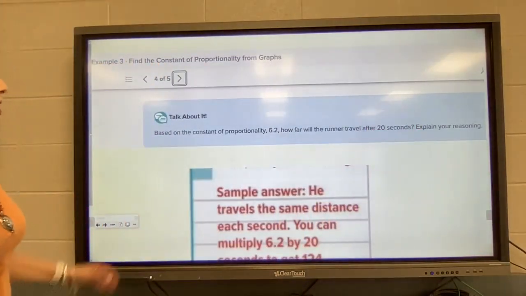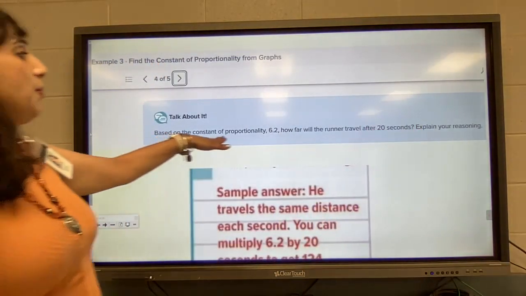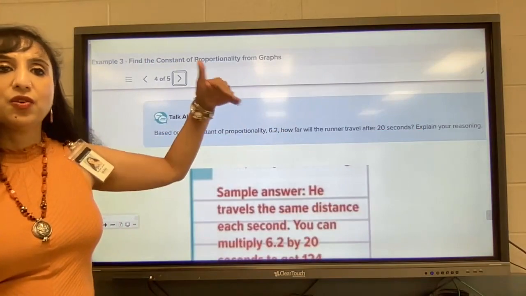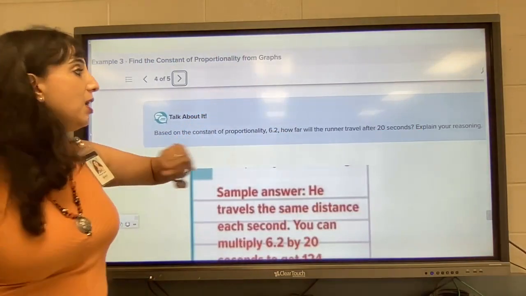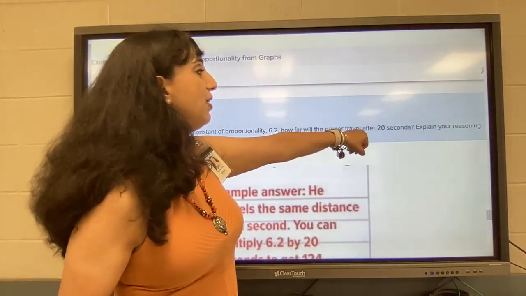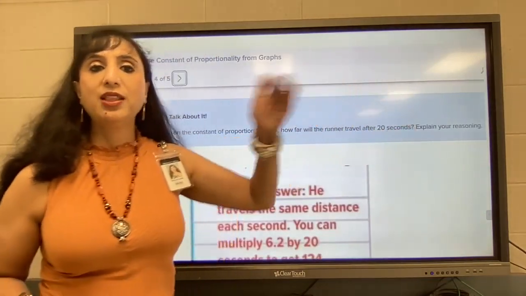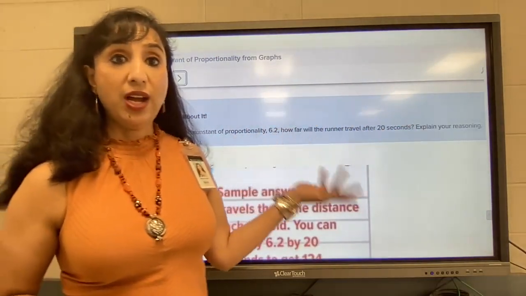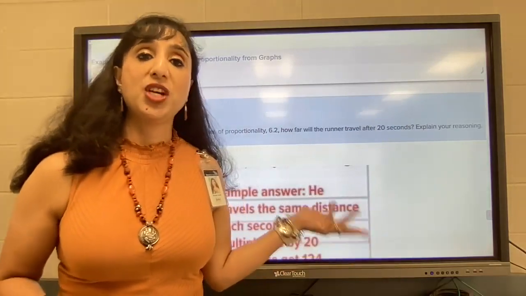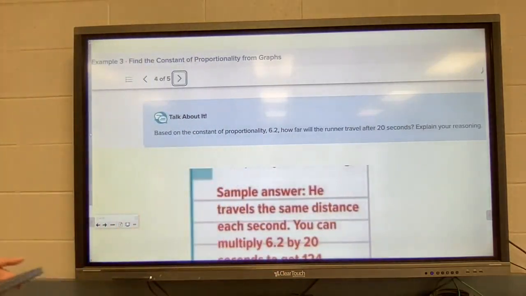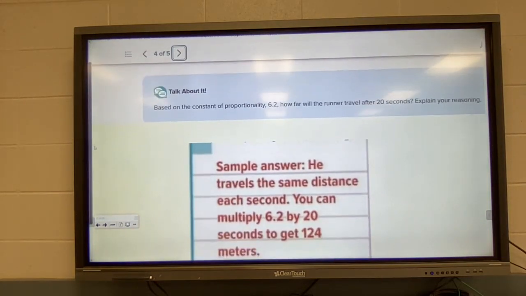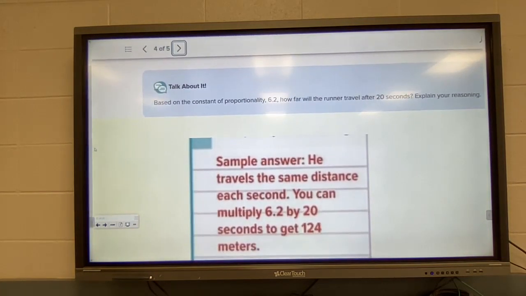Now based on this constant of proportionality, we know that it keeps increasing by 6 and 2/10. How far will the runner travel after 20 seconds? We know that 6 and 2/10 for one is the rate we have, so we just multiply by 20 in this case. Then we get 124 meters, and that's what the distance would be.